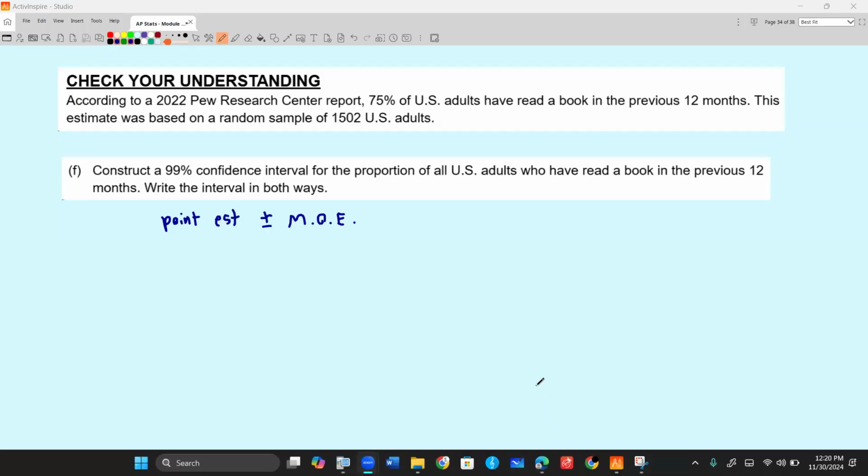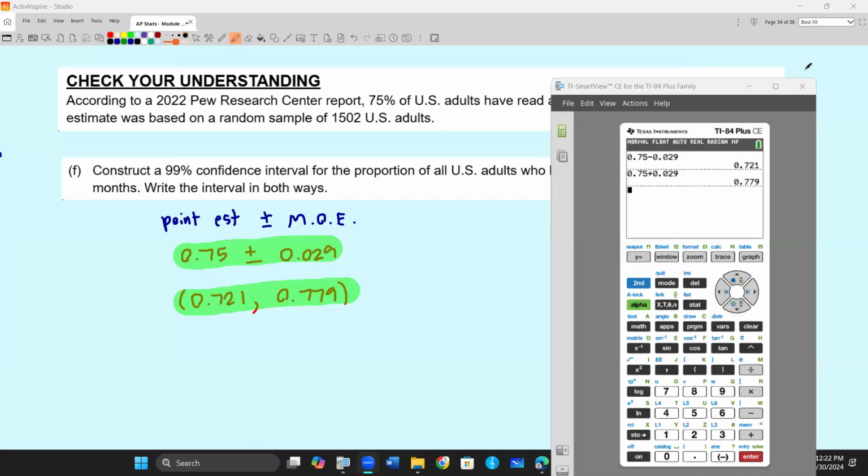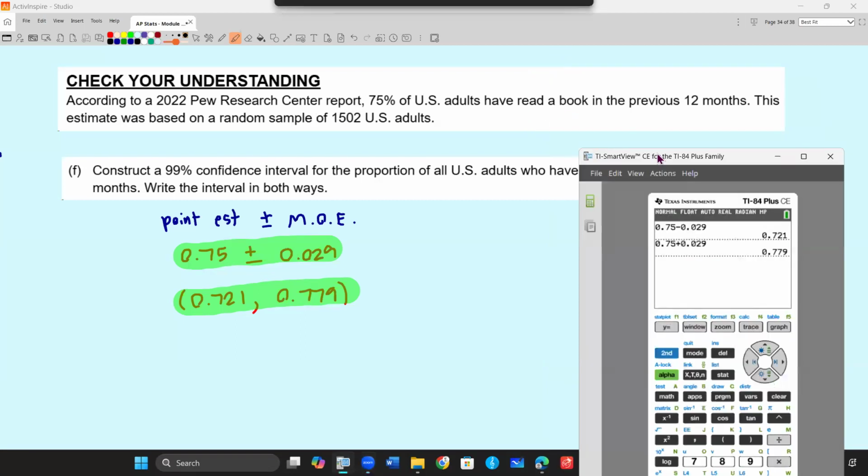And finally, we want to write our confidence interval in both ways, point estimate plus or minus margin of error, and the lower and higher limits. So we'll get those from our previous parts. Doing a couple quick calculations, we can just add them together, subtract them, and you'll get a lower bound of 72.1%, upper bound of 77.9%. So we can be about 99% confident that the true proportion of U.S. adults who've read a book in the previous 12 months is somewhere between 72.1% and 77.9%.